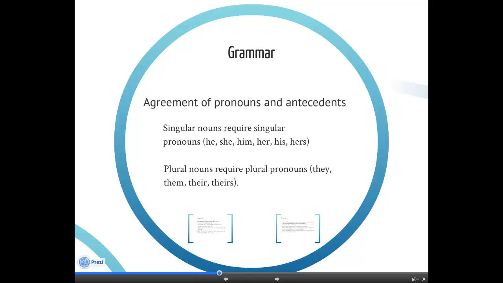It is a common mistake to pair a singular noun of unknown gender, for example, student, teacher, with a plural pronoun, for example, they, their. So be careful of this error. Here are some examples of incorrect usage and improvements.